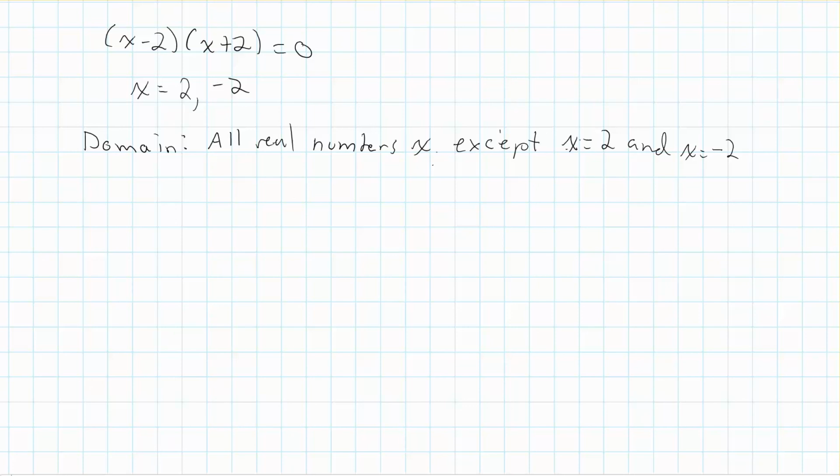Now you could write this in interval notation as well. Interval notation isn't quite as nice, I think. This would be negative infinity to negative 2 unioned with negative 2 to 2 unioned with 2 to infinity. Now you really should be comfortable though writing it either in words like this or writing it as the interval. It's good to be comfortable with both.